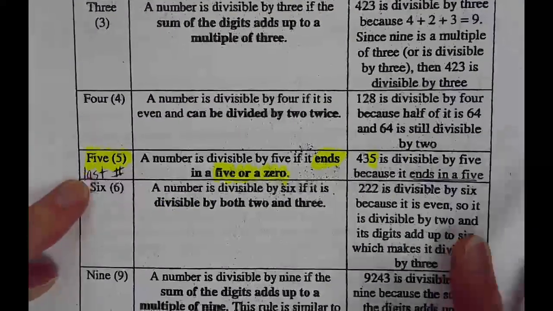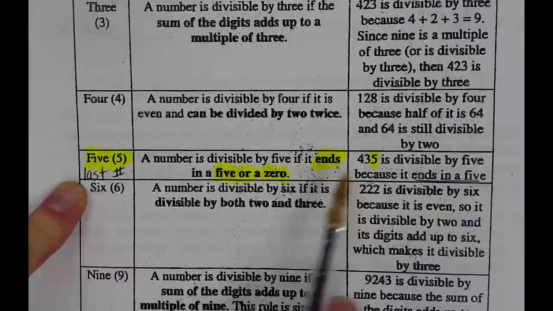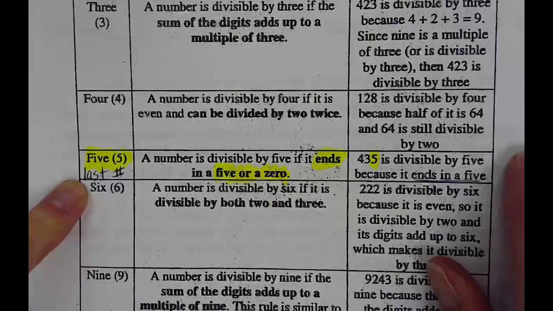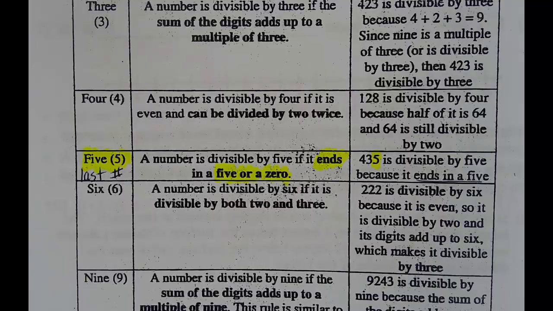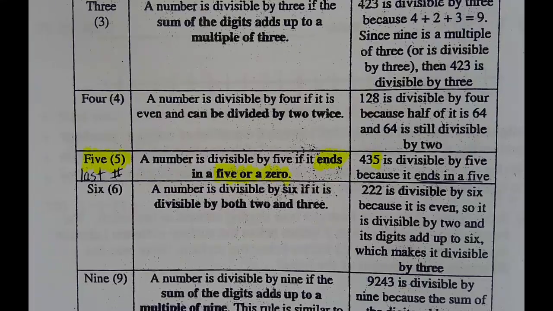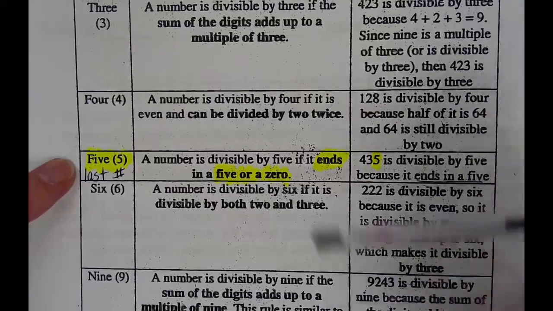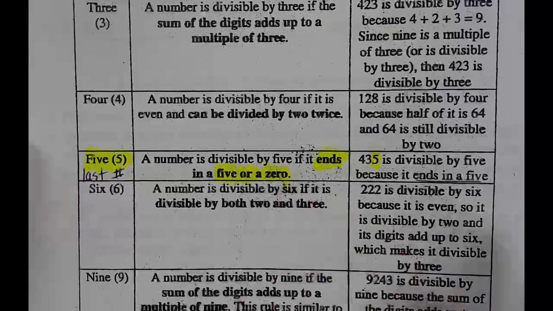How do I know if a number is divisible by 5? If the last number is a 5 or a 0. Do you remember, like in second grade, doing the 5, 10, 15, 20, 25, 30? Skip counting by 5s? Every number you said ends with a 0 or 5. Okay, so if that last number is a 5 or 0, you can divide by 5.